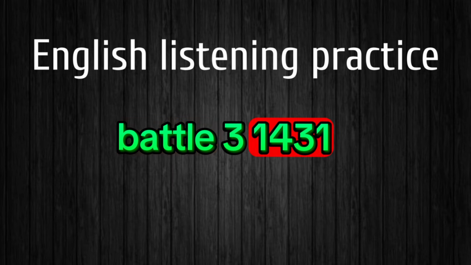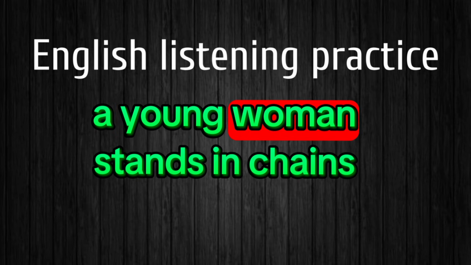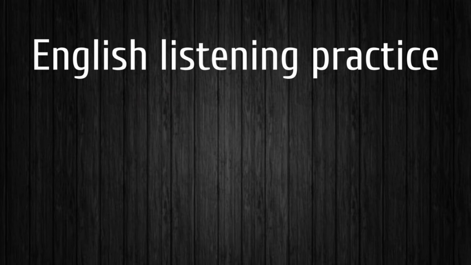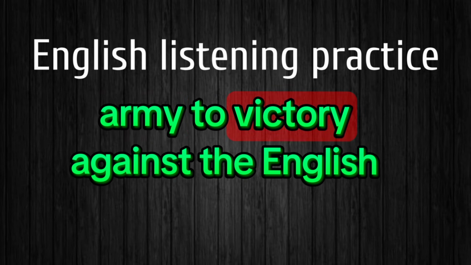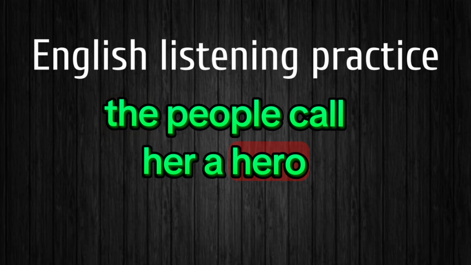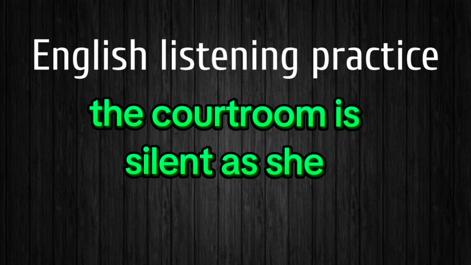3. 1431, the trial of Joan of Arc. A young woman stands in chains. She is only 19. But she has led the French army to victory against the English. The people call her a hero, but the English call her a witch. The courtroom is silent as she speaks.